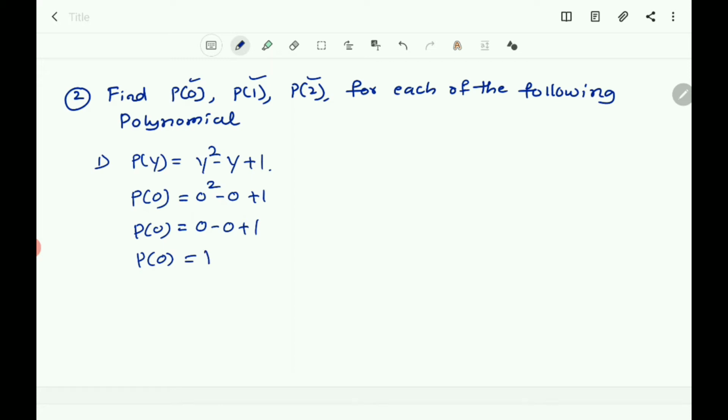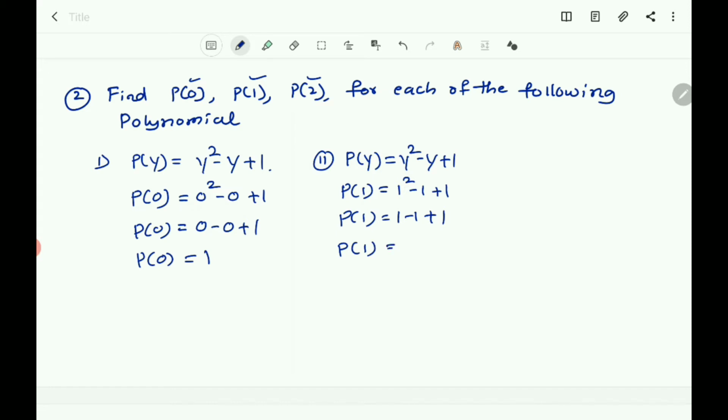Now you take the second one, that is P of 1. Again you write P of y is equals to y square minus y plus 1. Then P of 1 is equals to 1 square minus 1 plus 1. So P of 1 is equals to 1 minus 1 plus 1. Here 1 square is 1, minus 1 plus 1. Plus 1 minus 1 cancels. What is remaining? 1. P of 1 is equals to 1.